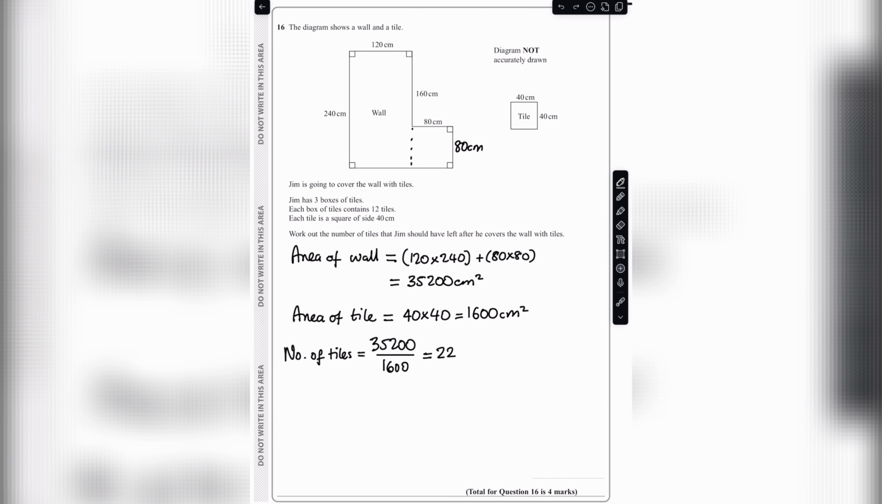And given that Jim has 3 boxes of tiles, we can multiply 3 by 12, and that will give us the total number of tiles that he has. So the number of tiles that Jim should have left over can be obtained by subtracting 22 from 36, and that gives us a final value of 14.